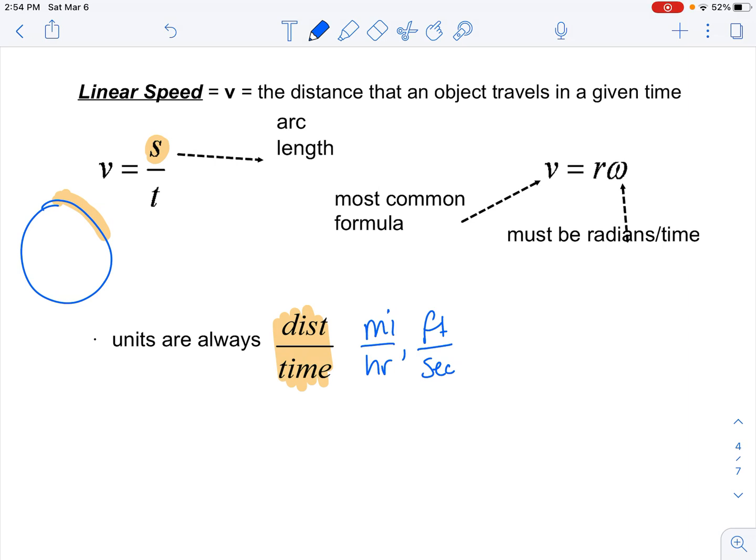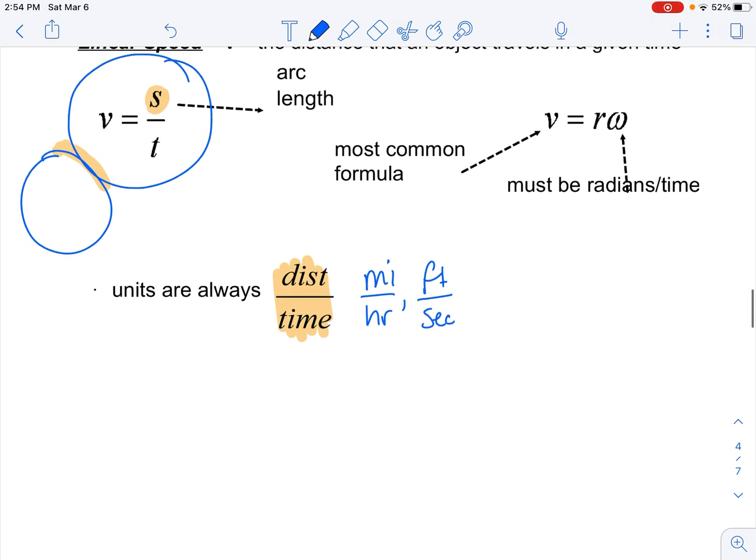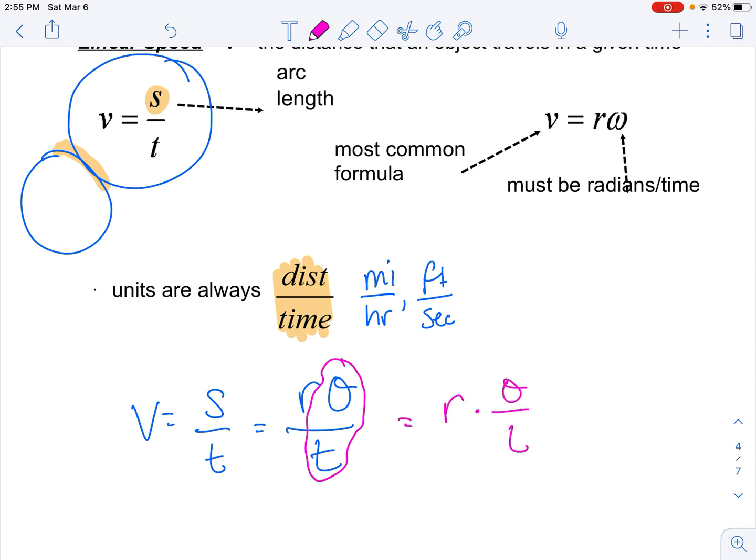Okay, so let's talk about the most common formula that I have written off to the side. If I take this formula on the left, I know V is equal to arc length divided by time, right? It's the distance divided by time. Well, yesterday we said that distance is r times theta, right? The arc length is r times theta divided by time. And if I pull this fraction out right here, that's the same as r times theta over t. And we just talked about that this theta over t is just our angular speed. So another formula for linear speed is just r times omega.